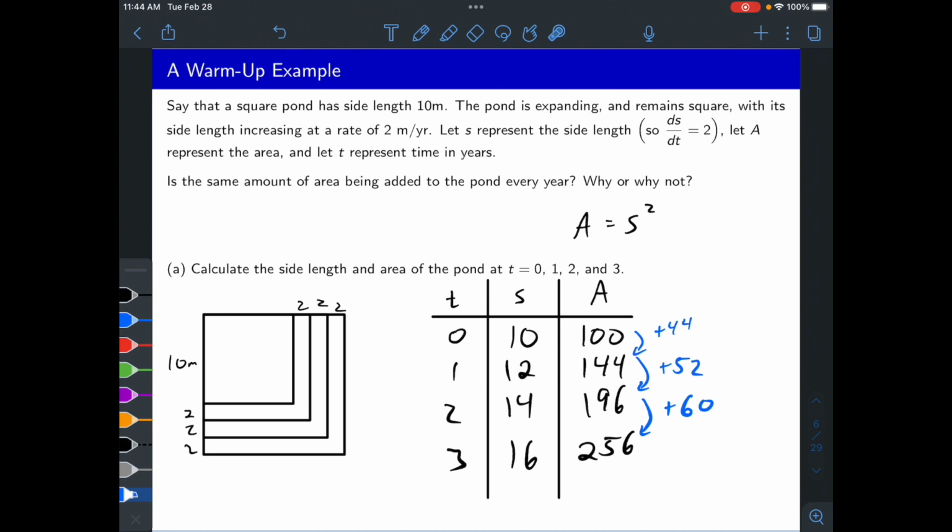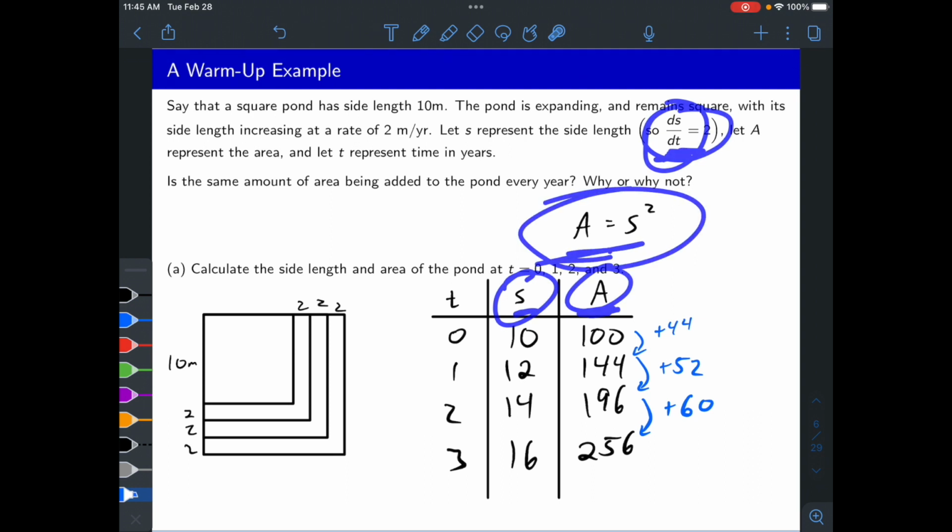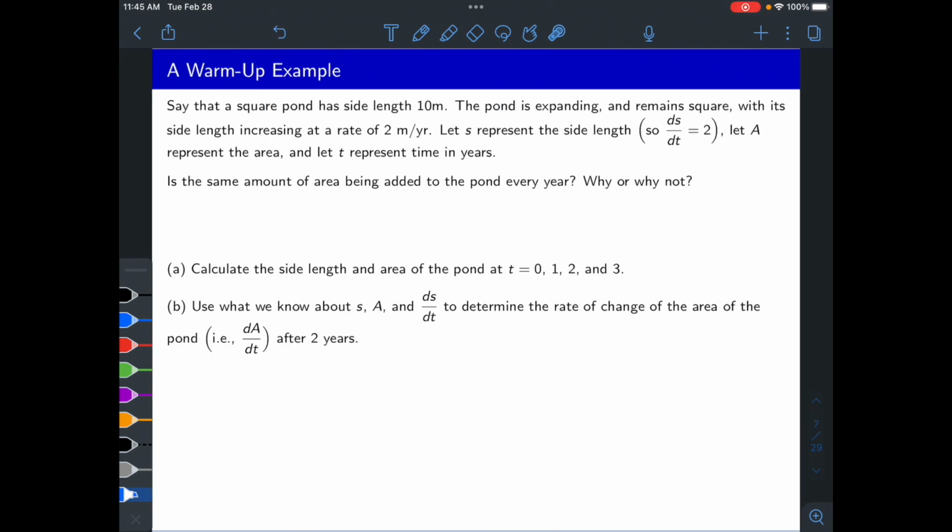Okay, so related rates is all about this. We have ds/dt equal to 2, right? So we know something about this rate, the rate of change of the side length, and we want to use that information to say something about how much the area is changing, using some equations and some known values in the problem. So let's do that. Let's say, what do we know about A, s, and ds/dt? And let's use all that information to determine the exact rate of change of the area of the pond after 2 years.